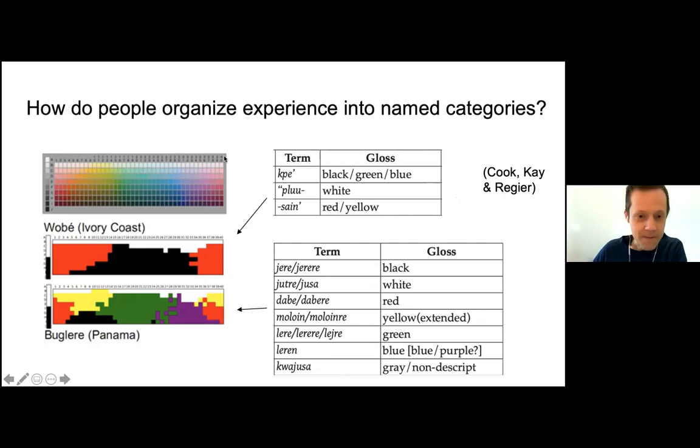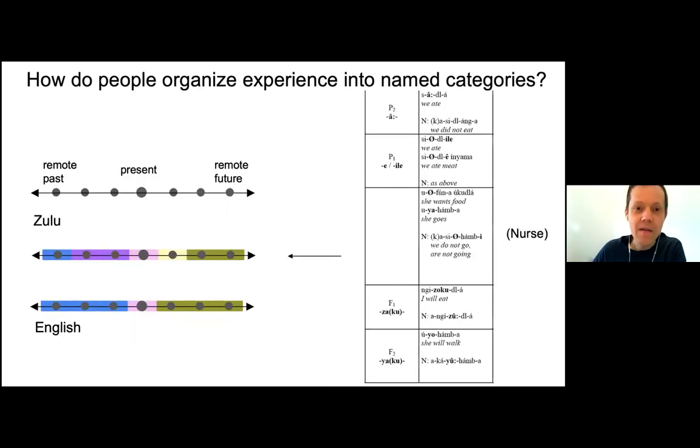Okay, so the second example of thinking about organizing experience into named categories is tense. How do people think about time? What category systems do we have for coding time? A simple way to get at this is to imagine a timeline running from the past to the future. And for today, I'm going to work with a relatively simple course timeline, which has just 7 elements.